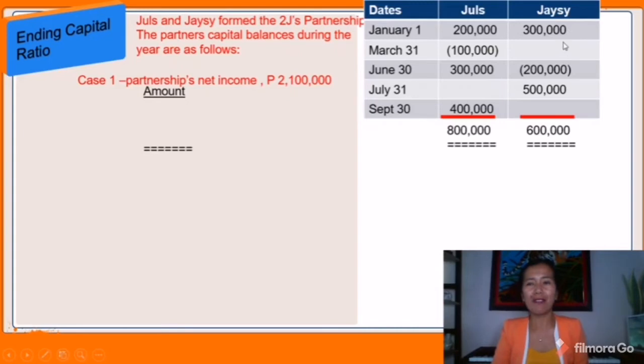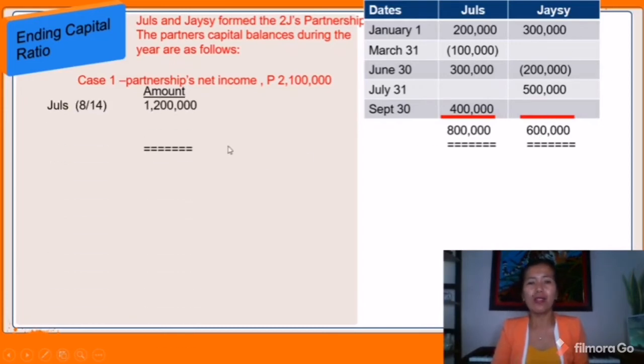While for JC, we have 300,000 beginning capital balance, less drawings on June 30 of 200,000, plus additional investment of 500,000, that gives us the ending capital balance of JC of 600,000. And like what we did in the beginning capital ratio, we have to have a fraction for the partners as the reference in distributing the net income of 2,100,000. So the fraction for Jules would be 8/14. So 8 plus 6 will give us 14. While for JC, that is 6/14.